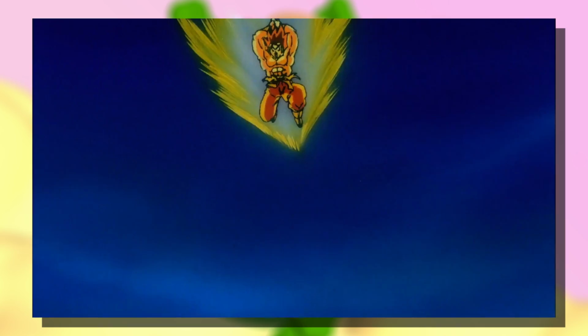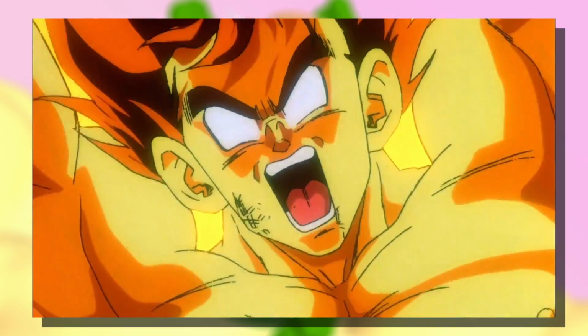King Kai then assertively theorizes that Goku must have transformed into a Super Saiyan. Goku must have transformed into a Super Saiyan.